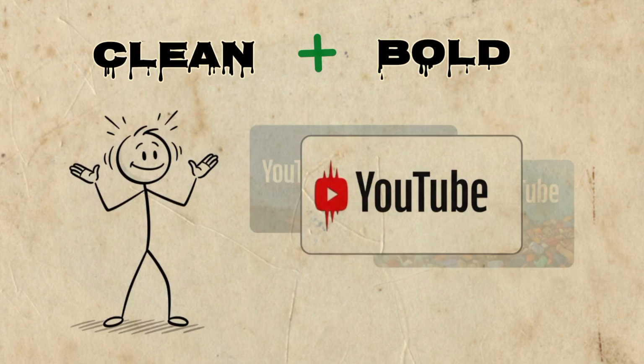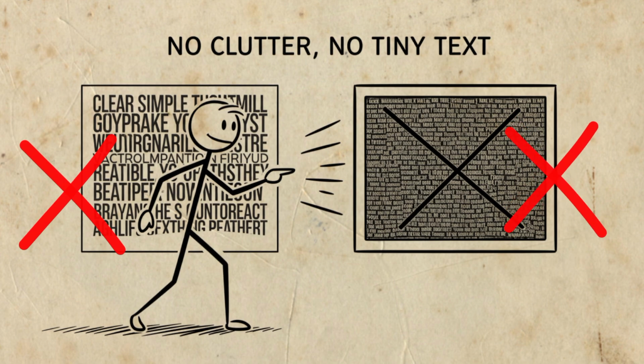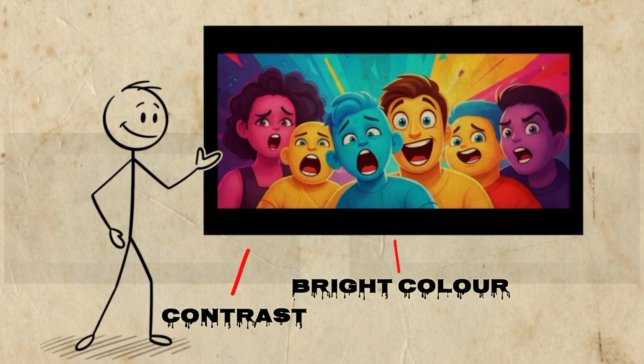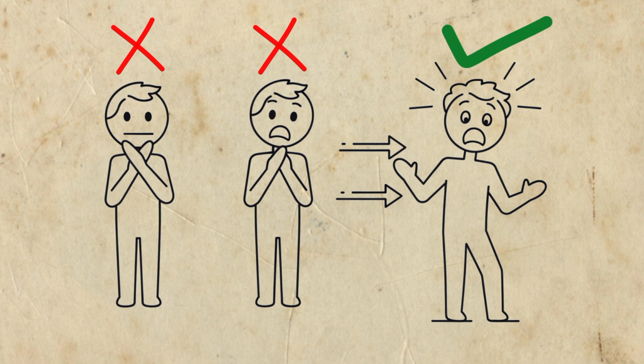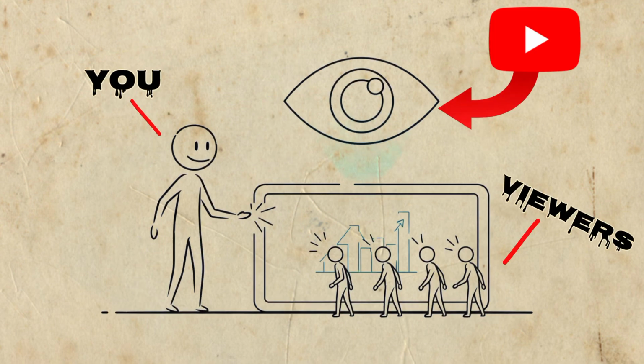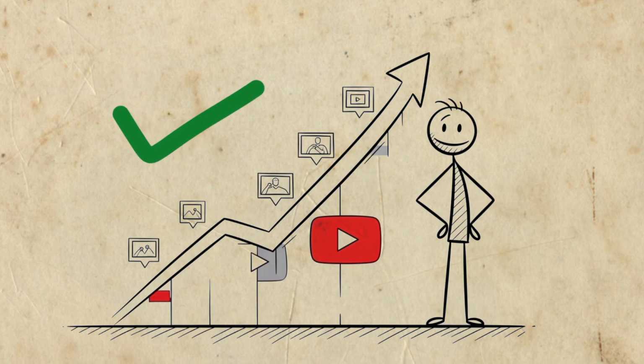Keep it clean and bold. No clutter, no tiny text. Use bright colors, contrast, and emotion. Even a simple stick figure with the right facial expression can pull attention fast. When people stop and click, YouTube notices, and that's how your channel grows.